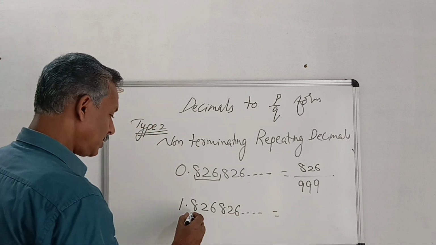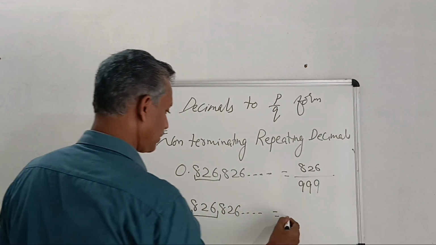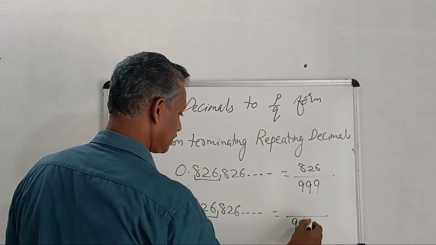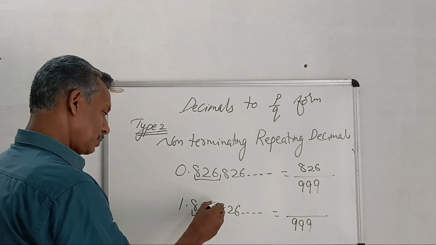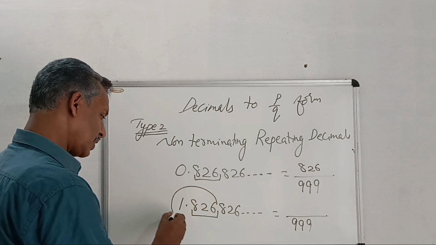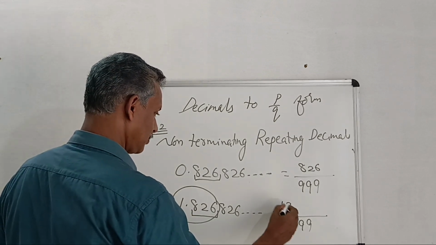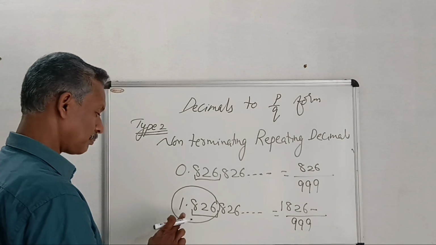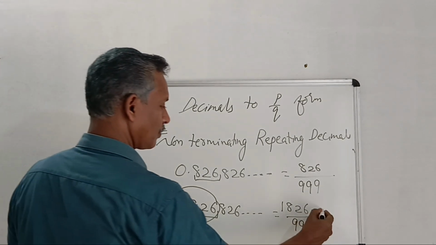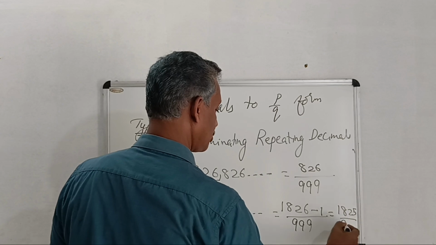Here also, how many digits after the decimal are repeated? Here 3. If it is 3, you have to write 3 nines in the denominator. And the repeated group and whatever is before the decimal, that you have to write first without decimal, minus the number before the decimal, 1. It is 1825 by 999.